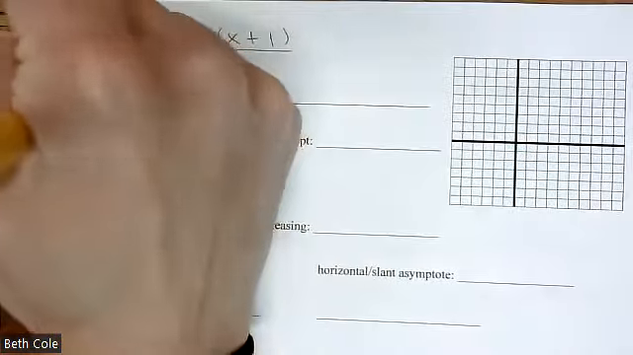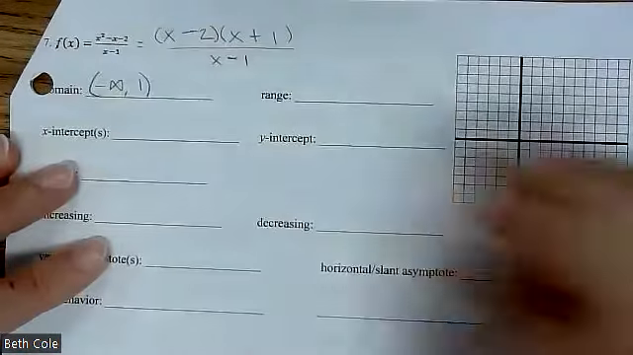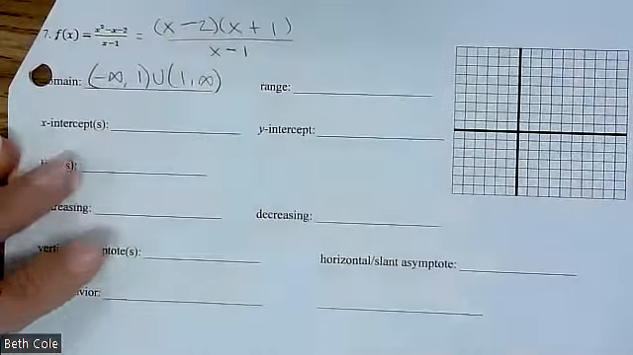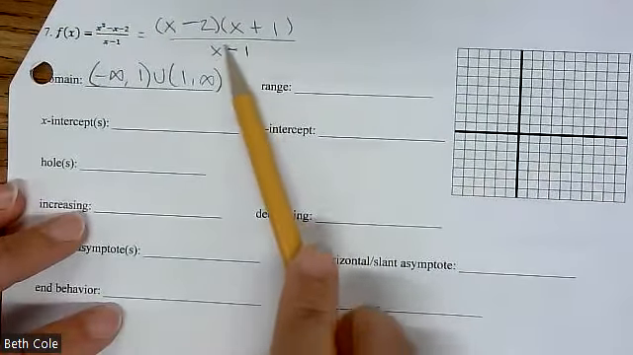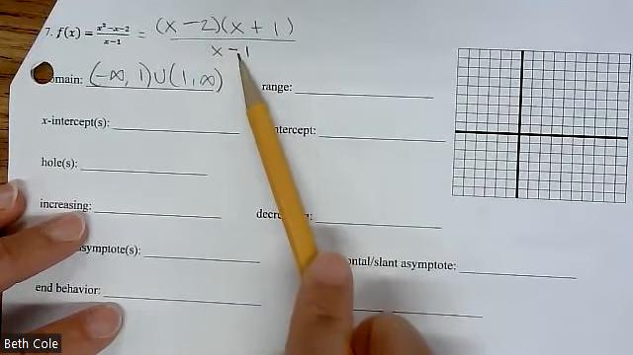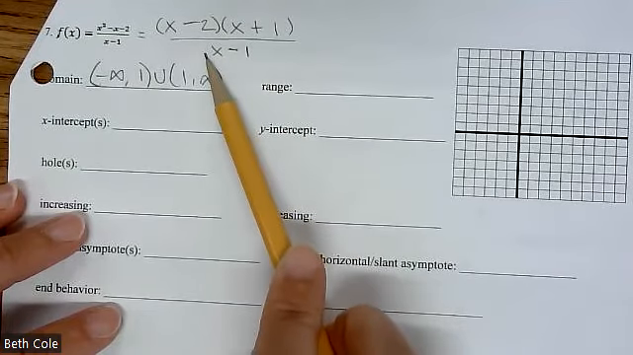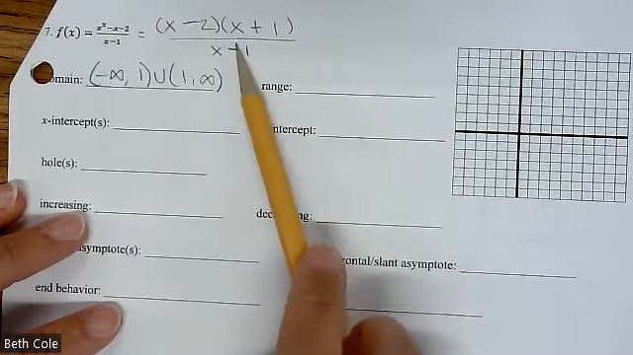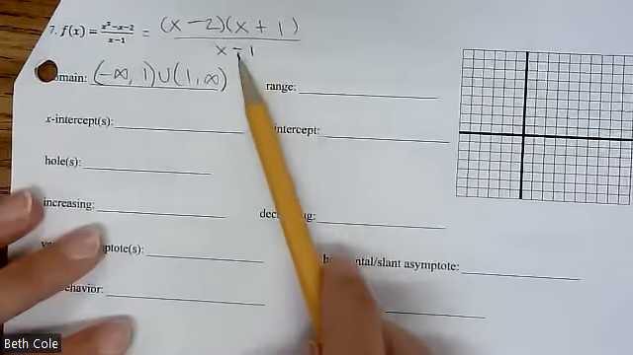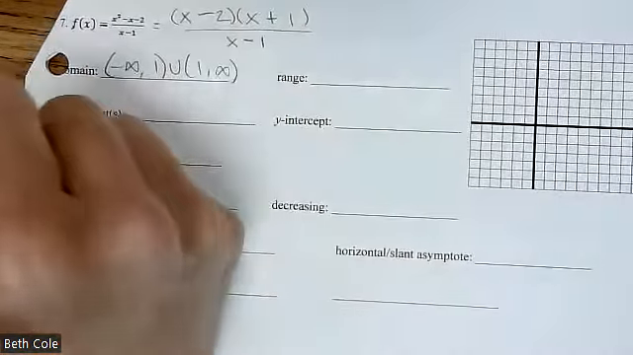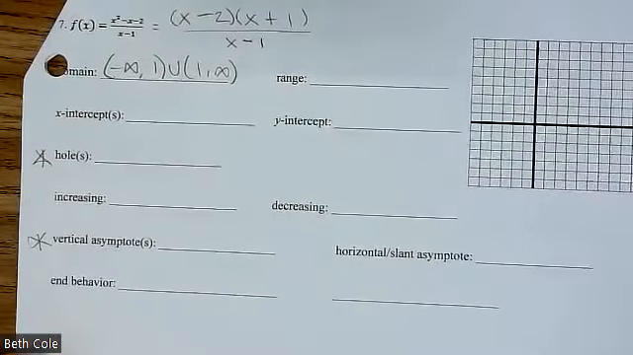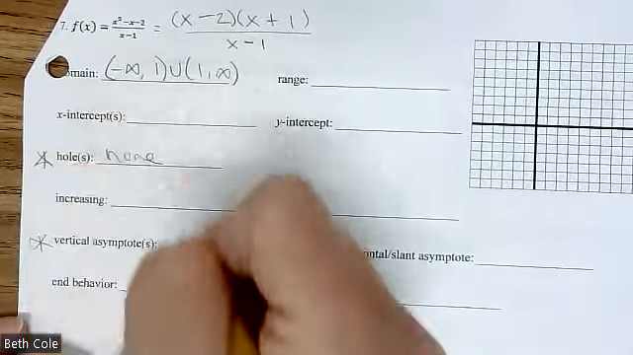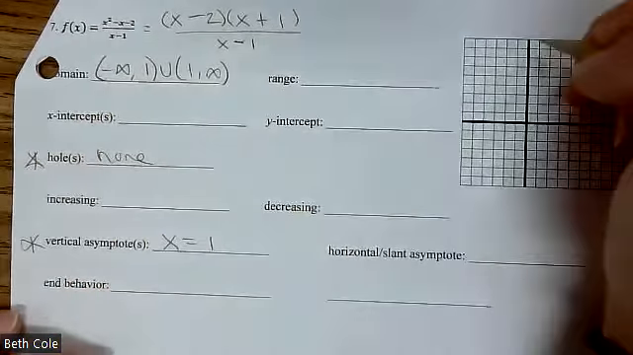All right, who's getting kicked out of the domain? 1. Anybody else? No, just 1. Why 1? Because it makes this. Why are we leaving out 1? It's because it makes your denominator 0. Thank you. All right. 1 can either become a hole or a vertical asymptote. It cannot be both. Nothing cancels, so there's no hole. Instead, 1 is going to be the vertical asymptote.